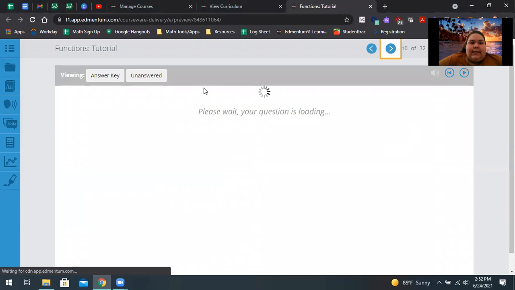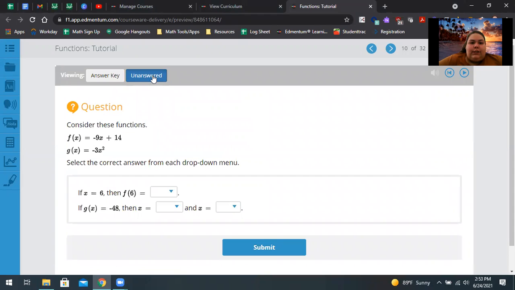Moving on to slide 10, let's answer this question, again dealing with functions. With this one, we have two functions: f of x equals negative 9x plus 14, and g of x equals negative 3x squared. Down below, the first sentence states, if x equals 6, then f of 6 is equal to. We already know what f of x is. We're replacing the variable x with the value of 6.